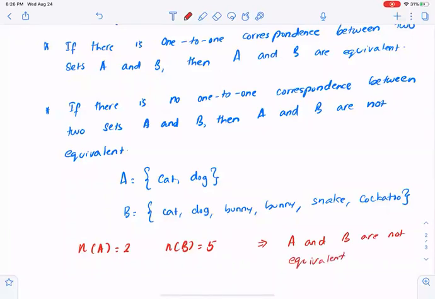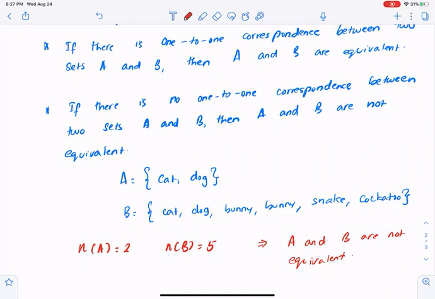Well, that seems obvious, but let's see if that second statement is true. Do you see a one-to-one correspondence between A and B? Well, if I take the element cat in A, I can associate that with just cat, or dog, or bunny, or snake. So one element in a set can have multiple elements in the other set. So you can't establish one-to-one correspondence in either direction.